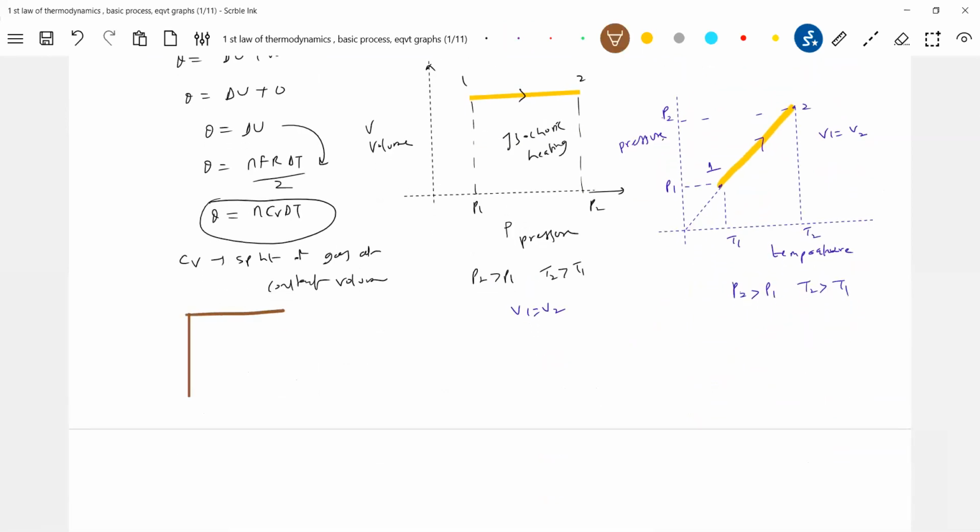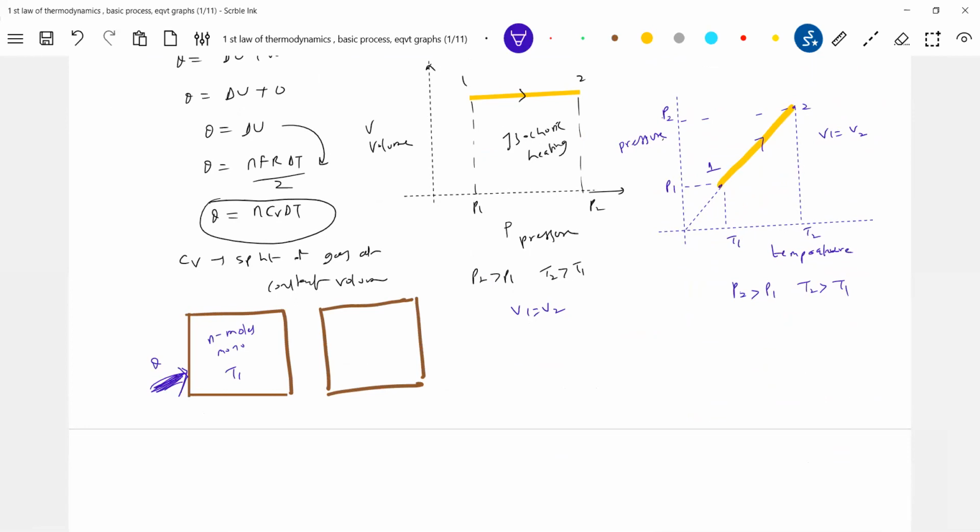Suppose this is a container. It contains n moles of monoatomic gas at temperature T1. I'll supply Q amount of heat. Now, what will happen to this particular gas? Its temperature is going to increase. Same n moles. So earlier pressure P1, now P2. What happened to volume? Volume remains the same. You can see that the volume of the container will not change.